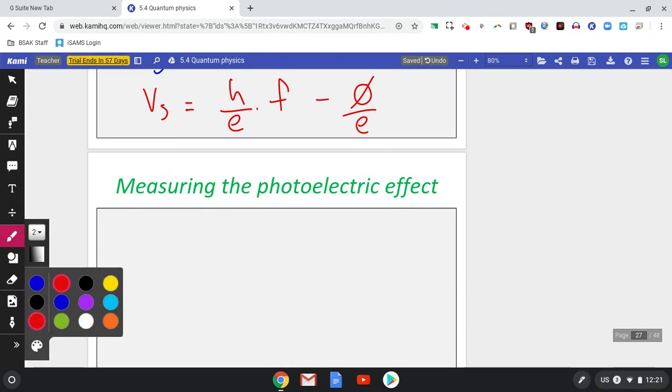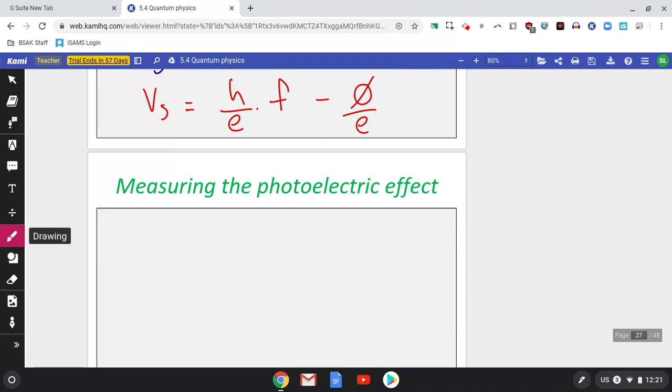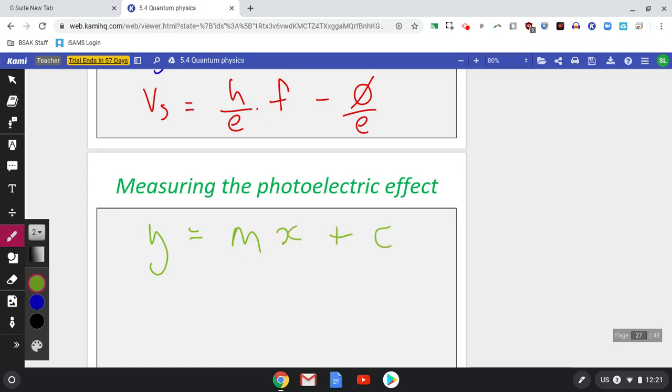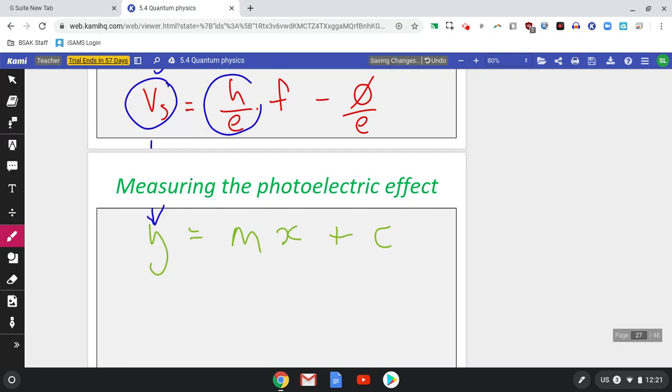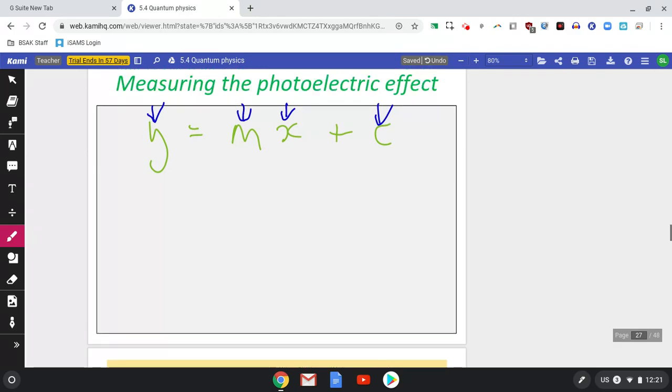So just to remind us, y equals mx plus c. That's on the y-axis. That's the gradient. That's plotted on the x-axis, which means that minus psi over e is our y-intercept. Right, so this is the graph you're going to plot.